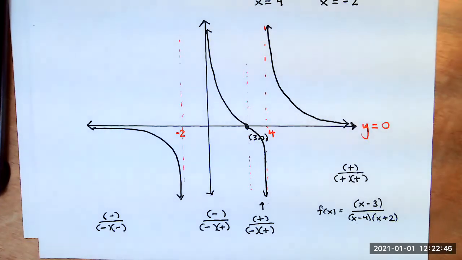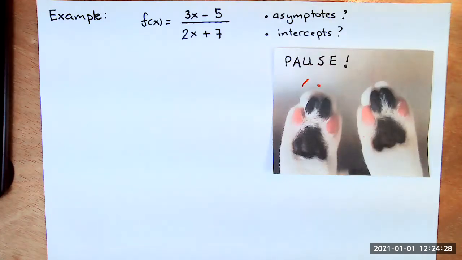All right, let's try another one. All right, let's look at this example. Does it have any asymptotes, horizontal or vertical? And does it have any intercepts? So why don't you take a moment and just draw a rough sketch of this function.